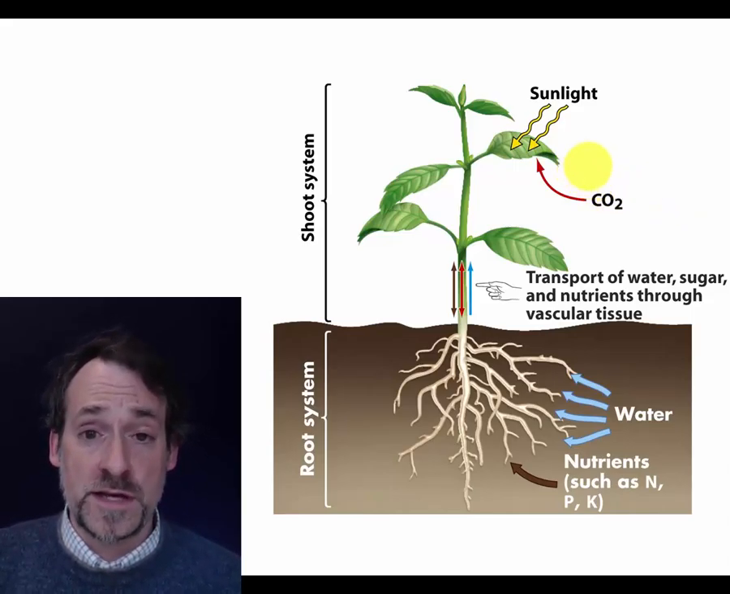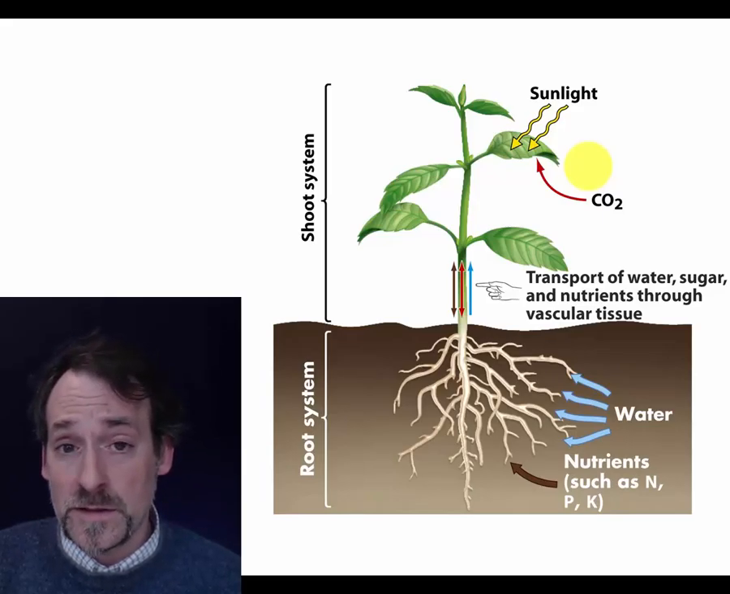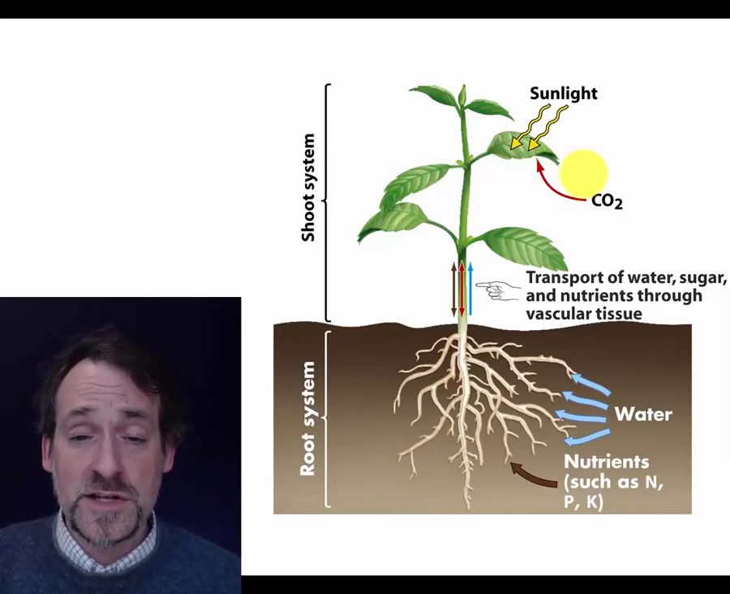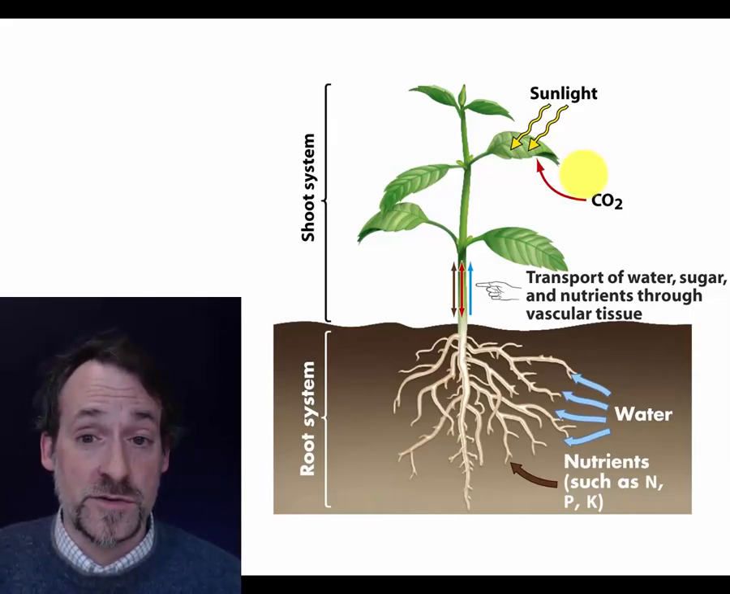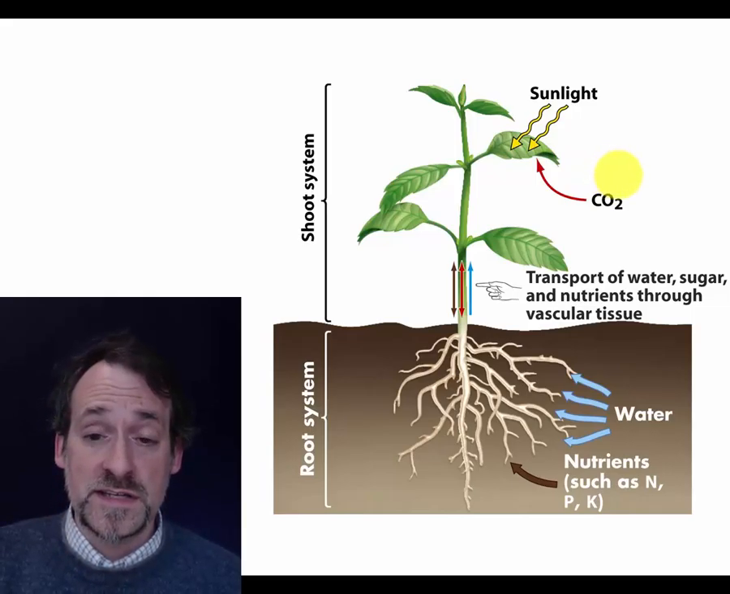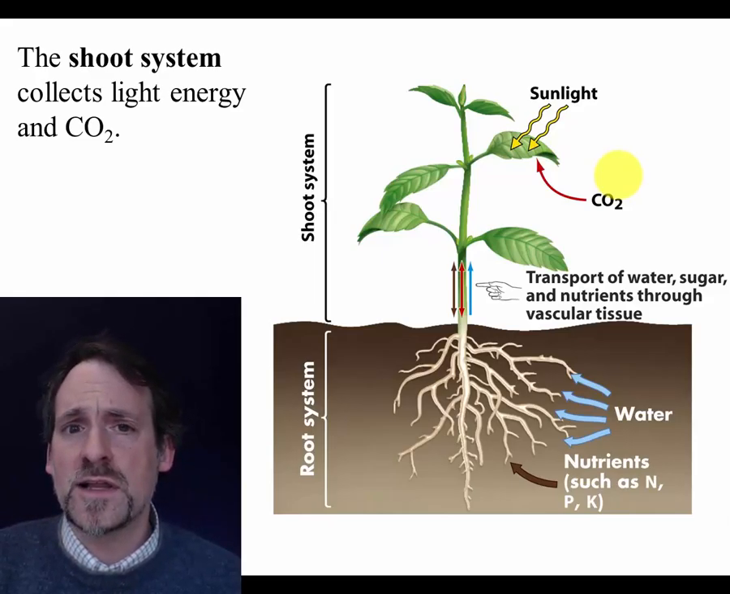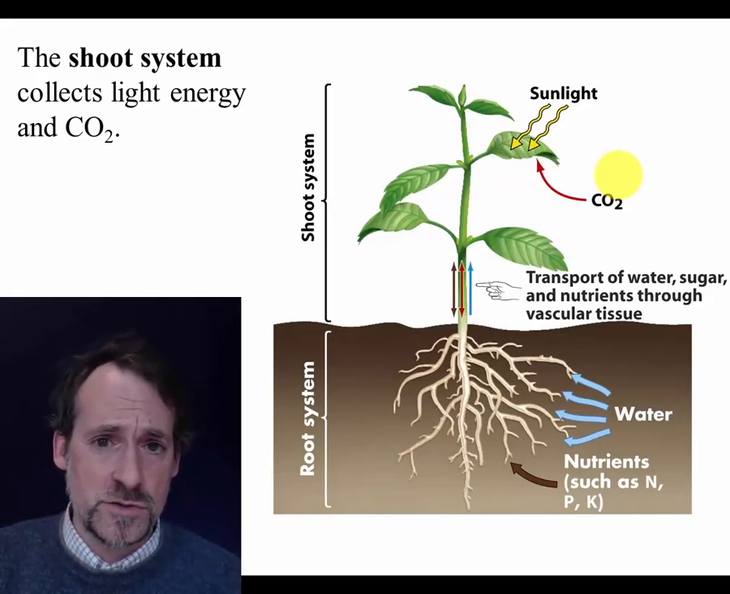Plants need a few things in order to survive and reproduce. They need a source of energy, sunlight. They need carbon in the form of CO2. They also have to take up water and nutrients. There are basically three systems within any plant. The shoot system takes care of collecting light energy and CO2.